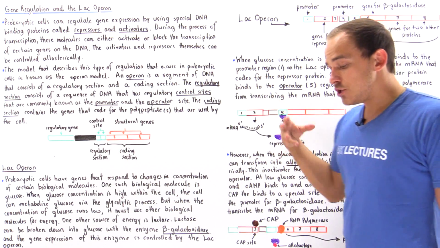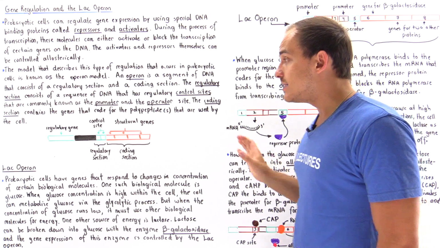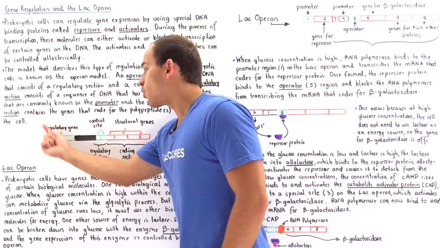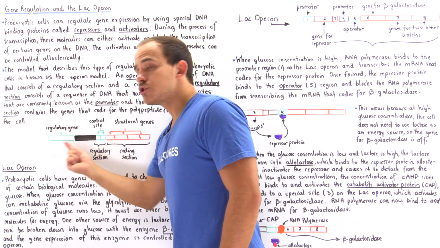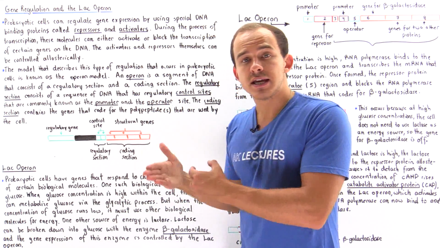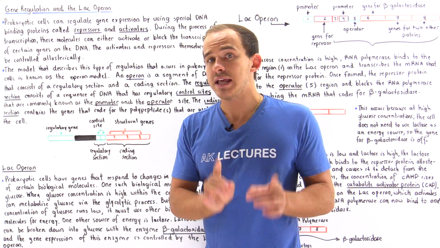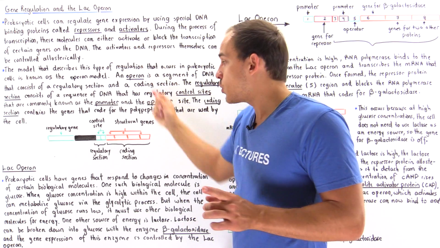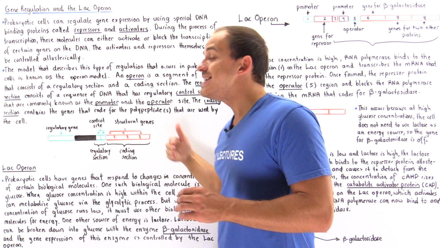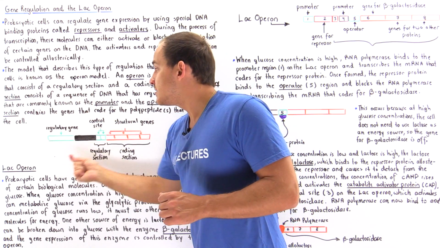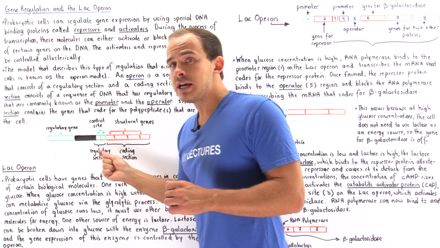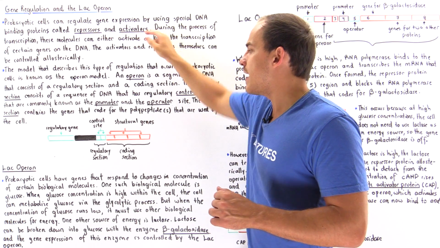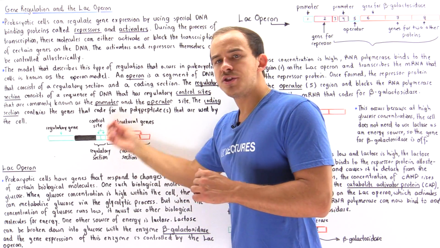Now, any given operon is also found next to a regulatory gene. And the regulatory gene basically consists of the sequence of DNA that codes for the repressor or activator. So every single operon has, next to it, a regulatory gene that codes for either the repressor or the activator that is involved within that operon.